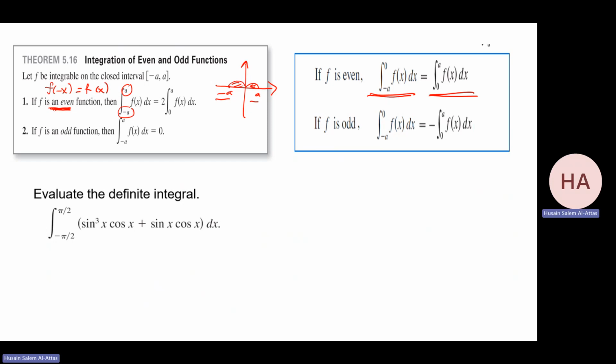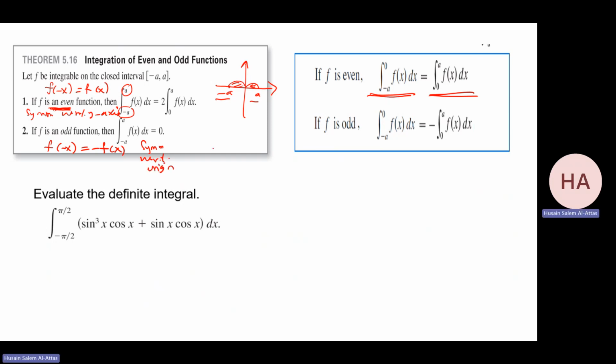The odd function is f of minus x equals minus f of x, which is not symmetric with respect to the y-axis. If you remember, the even one is symmetric about the y-axis. This one is symmetric with respect to the origin.